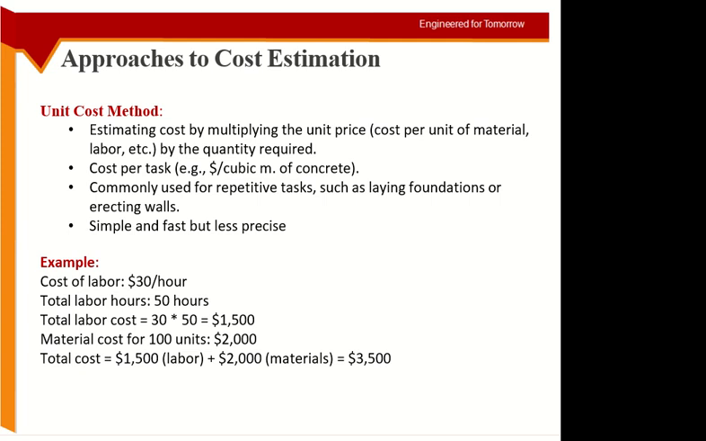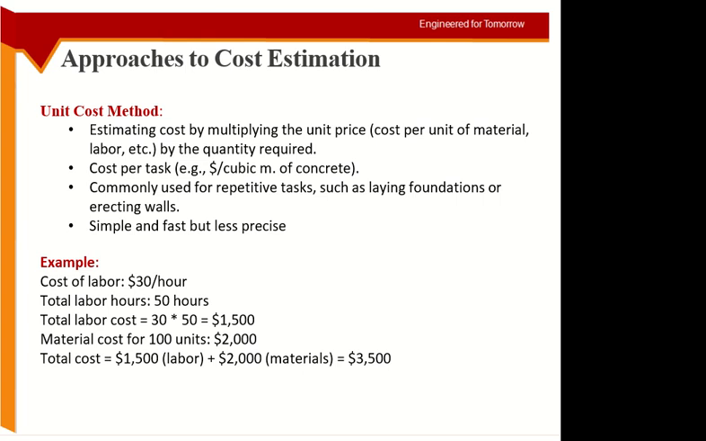So the costs can be estimated as unit costs. You have a unit cost based on the quantity of the job. Okay, so per unit this much, per unit of material, per unit of labor. Then you multiply the rate with the quantity of the thing which you are using.